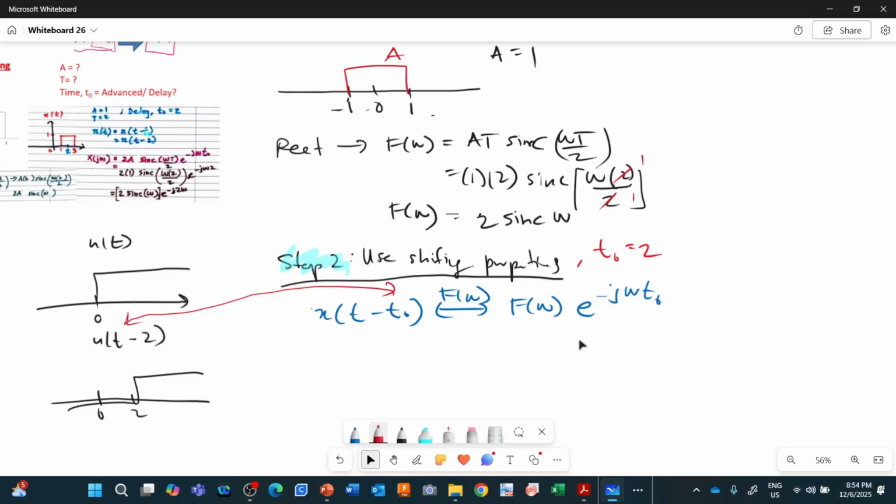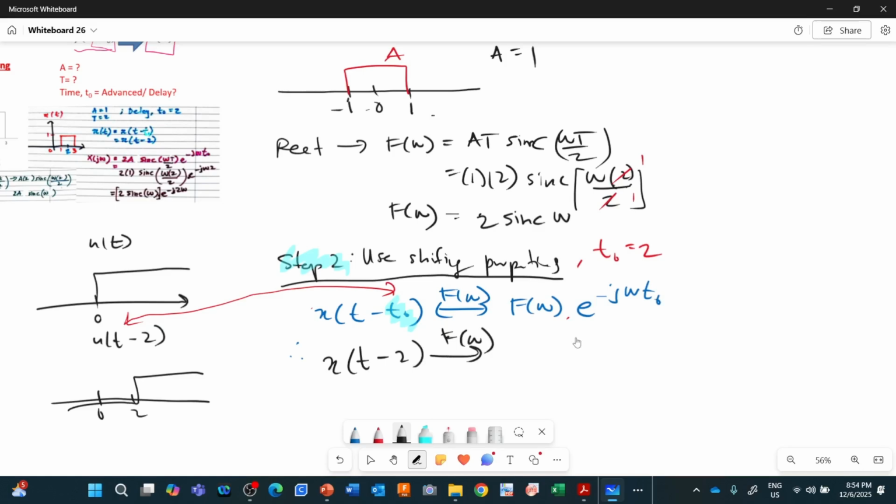Just to show the shifting. Positive or negative is important. If you put it wrongly, then your final answer is wrong. Based on that, now it's easy. From this equation, you can therefore write x(t - 2), substitute the value t naught. So t naught is 2.